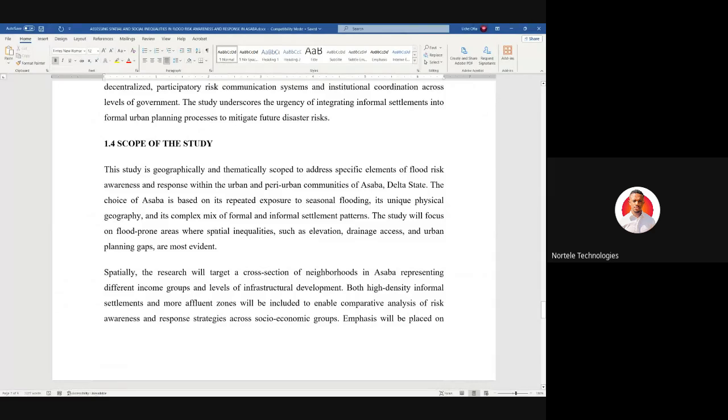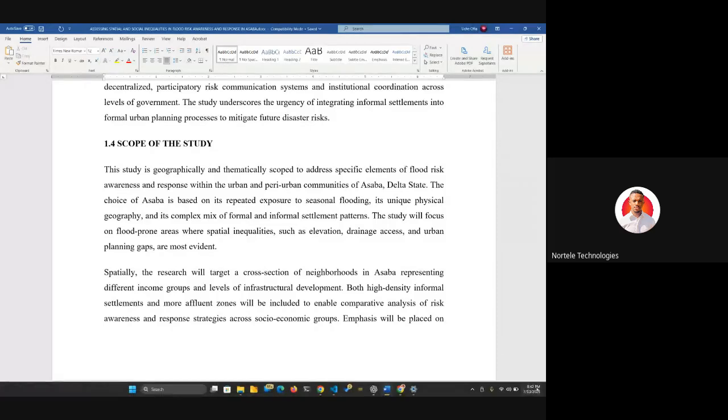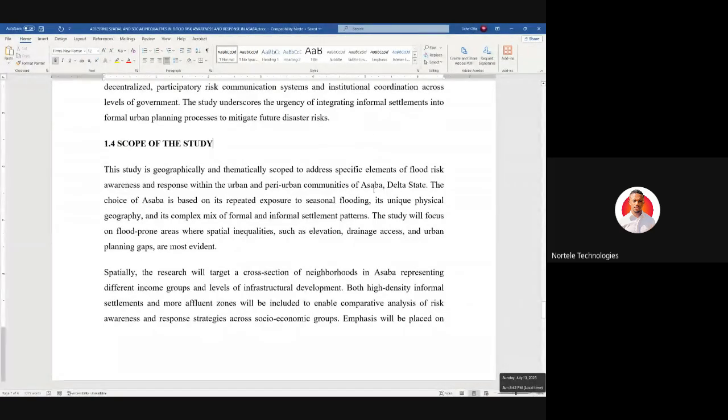Okay, I've talked about where, I've talked about how. You see here that the where is Asaba. If you can see my screen, you can see that I've highlighted Asaba here, because that is where this research is limited to. This research is limited to Asaba, Delta State. It's also from your scope of study that you write your limitation. So your scope of study is limited to Asaba, Delta State. It's limited here to urban and peri-urban.